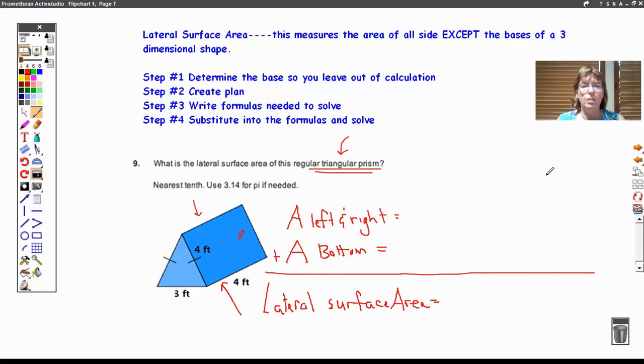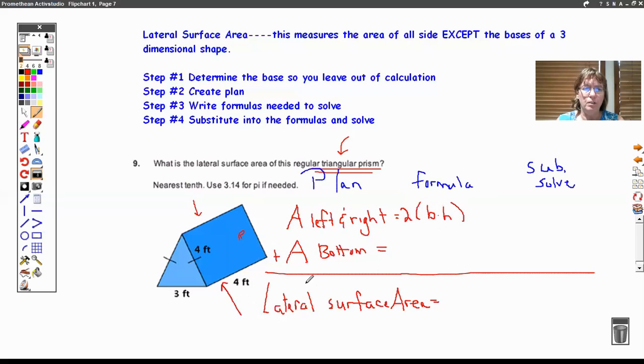Okay, so now we've got our plan. So here's our plan right here. And then we're going to put in our formulas, and then we're going to substitute and solve. So it's always that three-step plan. We'll get this done for you. So the first thing, we're going to come up with the formulas. Well, let's look at the left and the right-hand side. Well, the shape is a rectangle, okay? And we know they're the same, so we're going to have two of them. And the formula for a rectangle is base times height.